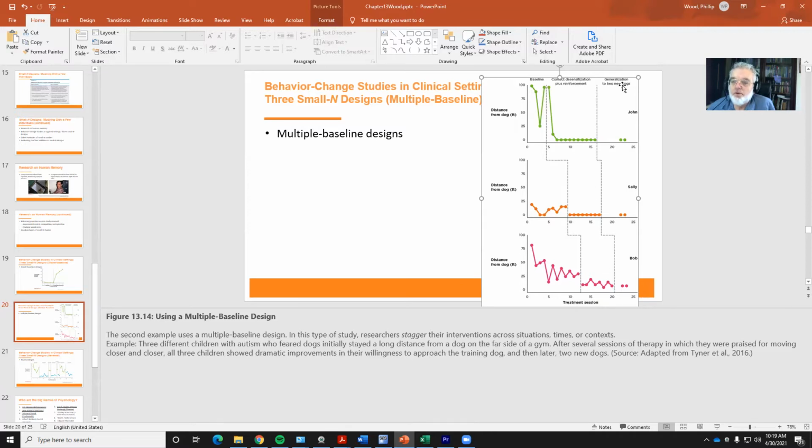And then after that, we expose the child, in this case, 3 children, John, Sally, and Bob, to what's going to happen with another dog, which does this actually generalize. And our goal here is to see whether everybody's going to be going back down to a baseline. And this data set is kind of nice because it's a figure that shows often what happens.